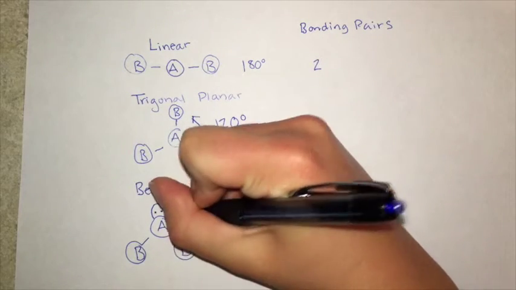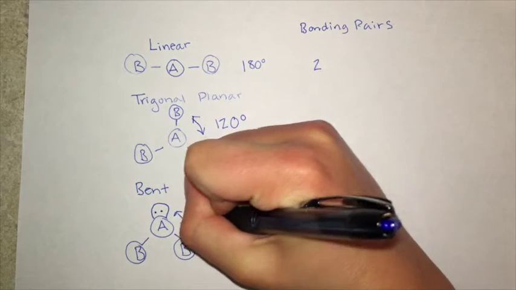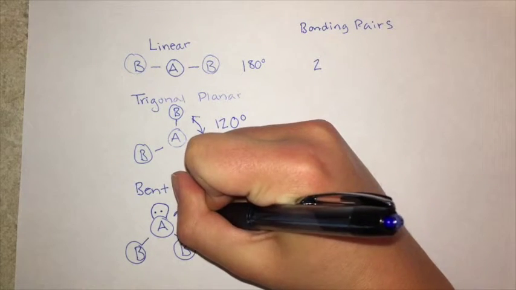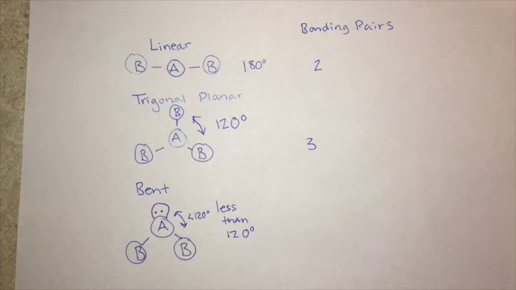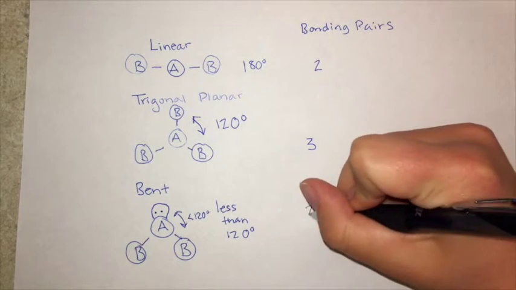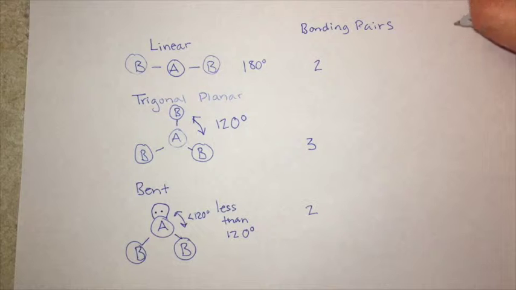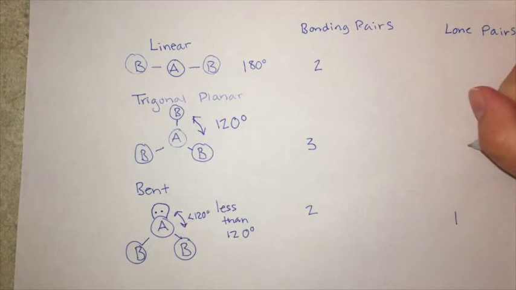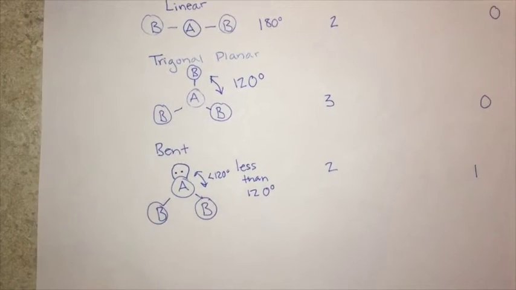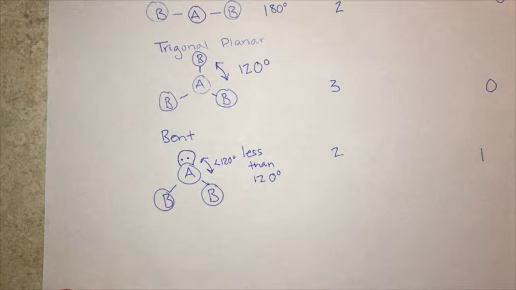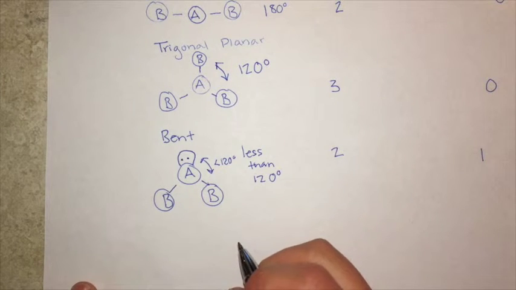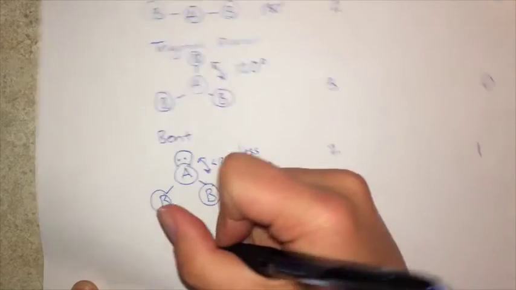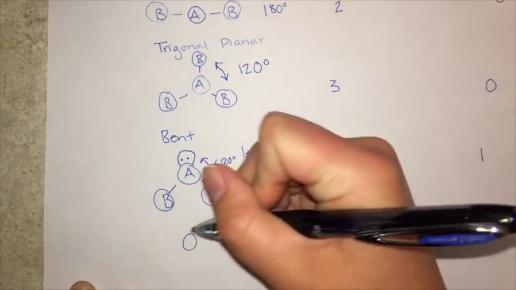So this is going to be less than 120 degrees. And it has 2 bonding pairs, but then it's going to have 1 lone pair. The other kind of bent molecule we're going to look at has 2 lone pairs and 2 bonding pairs. So this one is going to look like this.